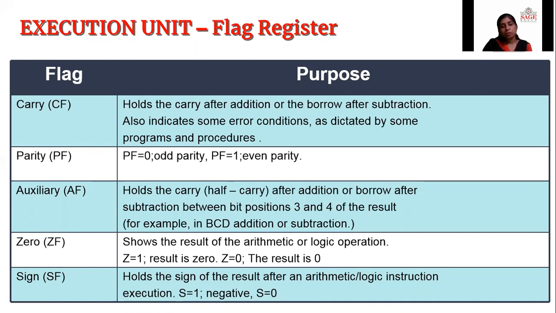The zero flag shows the result of an arithmetic or logic operation. If the result is 0, then Z equals 1. If the result is not 0, then the value is 0. The sign flag holds the sign of the result after an arithmetic or logic instruction.